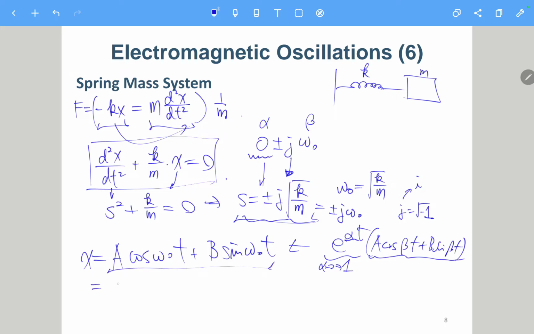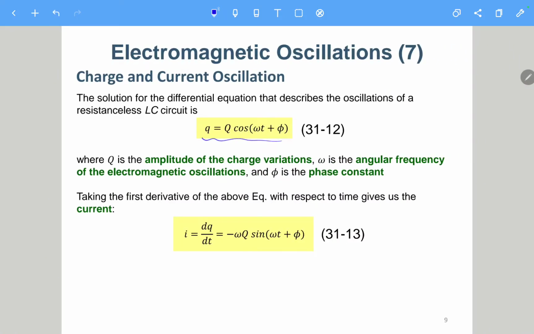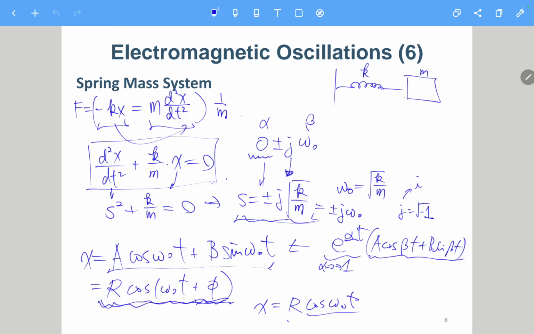And of course, you can just write it as r times cosine of omega t plus phi, according to some high school trigonometry identity. But simply speaking, if you choose a proper reference time, you can just ignore this phi. So you can just write it as r times cosine of omega 0 t, or sine. It depends on how you choose the reference time. In the textbook, you just write it as this. So we have r cosine omega t plus phi.